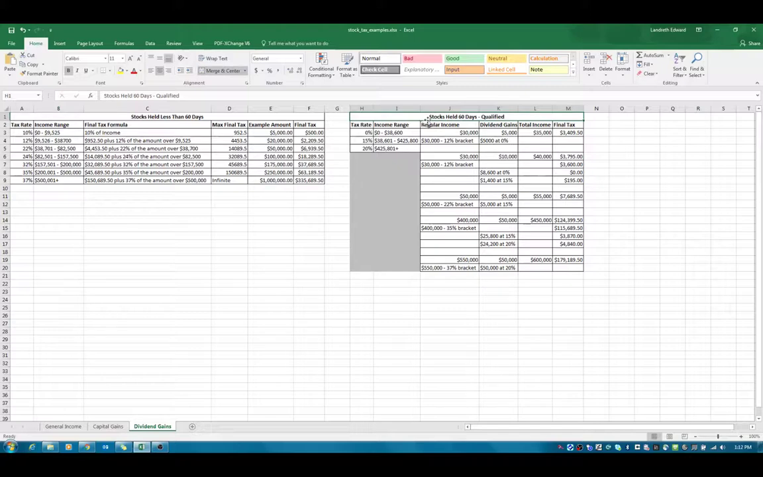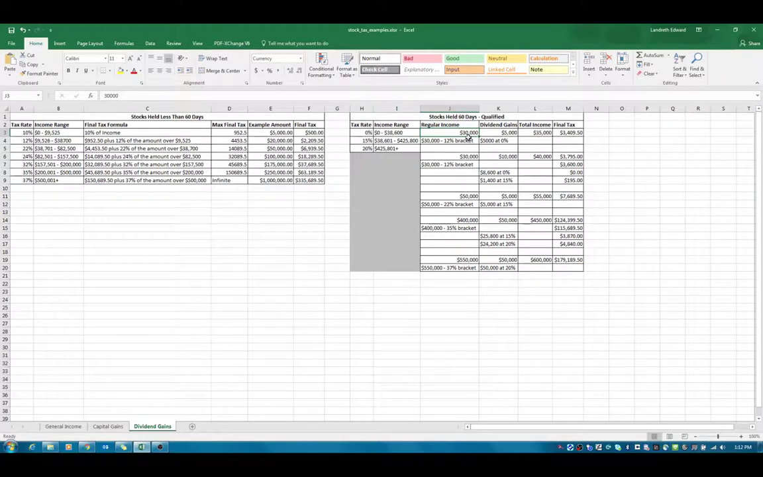If it's held for that 60-day period within the ex-dividend date time, then it becomes qualified, and it's as if it was a long-term stock gain, capital gain, and it can be taxed in the same manner of these income ranges at 0, 15, and 20%. So we'll do another pretty much quick example.